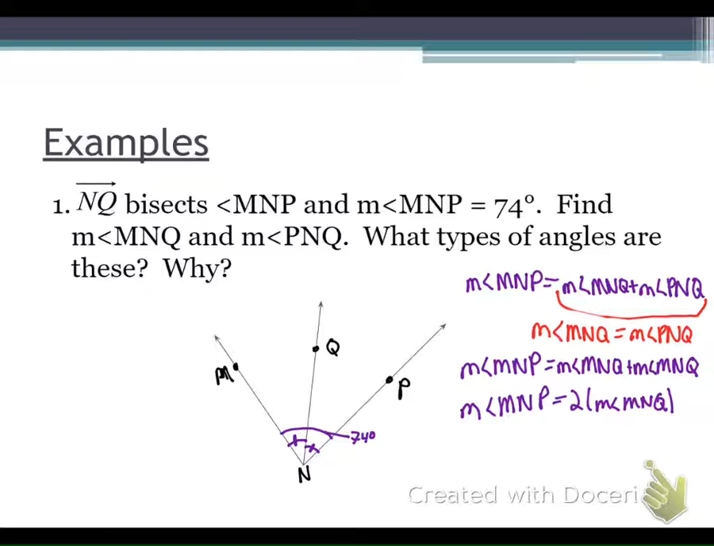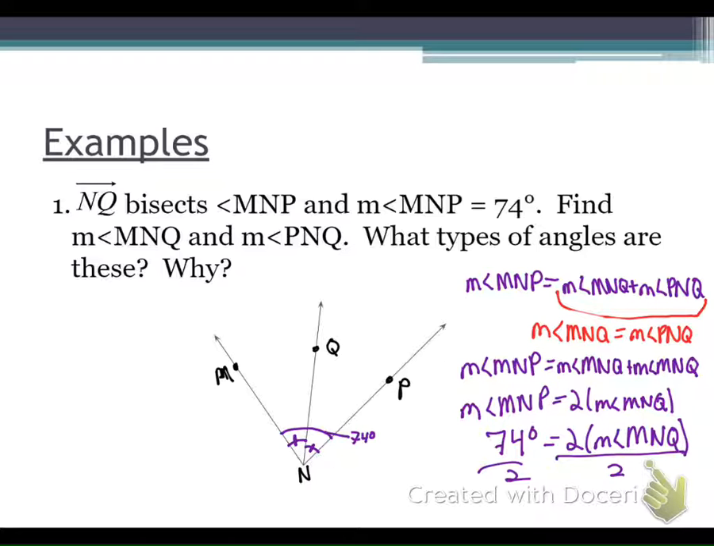Feels like a lot of steps, I know. Geometry is all about justifying what we're doing. So after this, we can now substitute in to solve. So which one do we know the measure of? Angle MNP, right? So we can now substitute that in. So we now have 74 degrees equals 2 times the measure of angle MNQ. How do I find the measure of angle MNQ? Divide by 2.